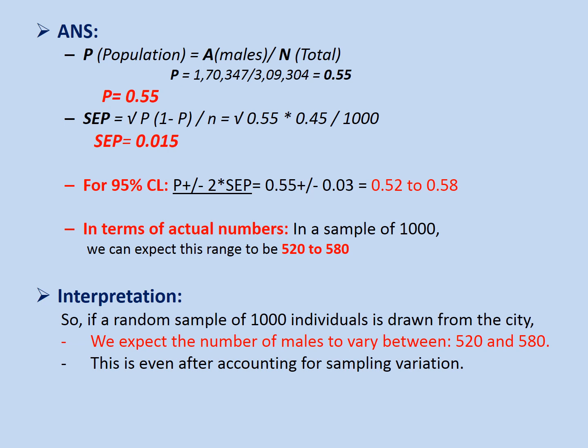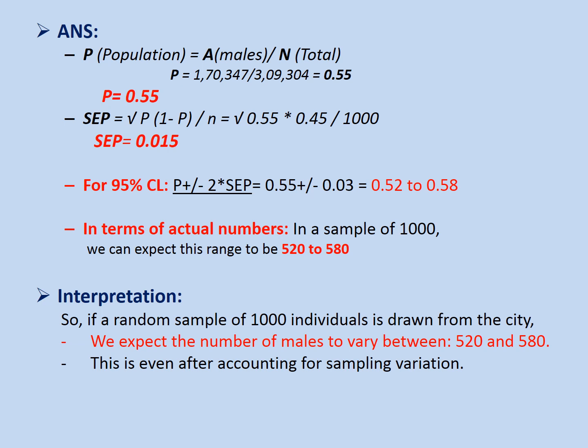Now the formula for the calculation of the standard error of proportion is the square root of P into 1 minus P, divided by N. Here capital P is equal to 0.55, so 1 minus P is equal to 0.45. So 0.55 into 0.45 divided by the sample size N, that is 1000. If you calculate this, you will get the standard error of proportion equal to 0.015.